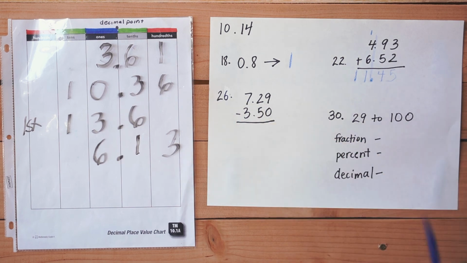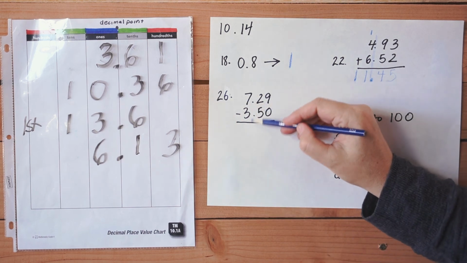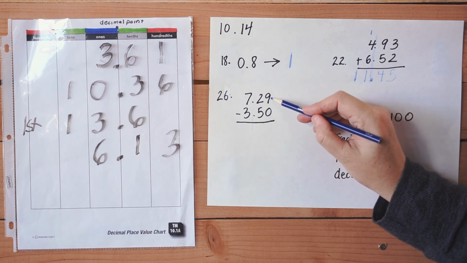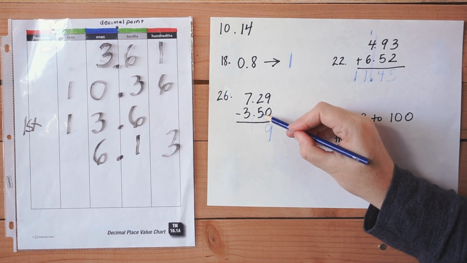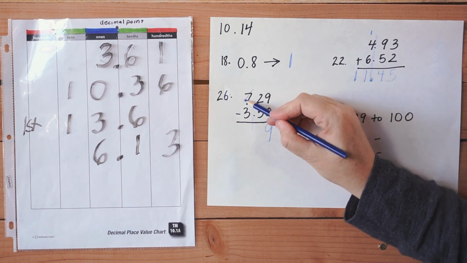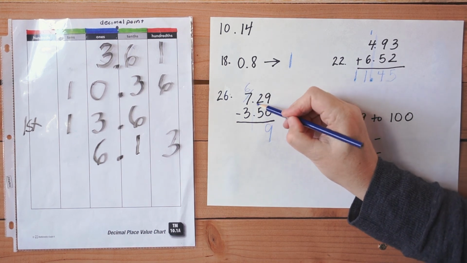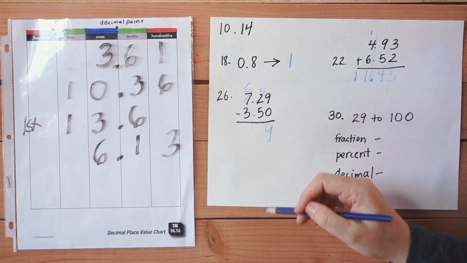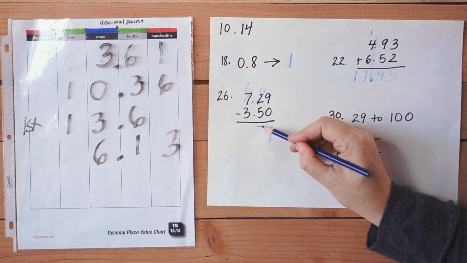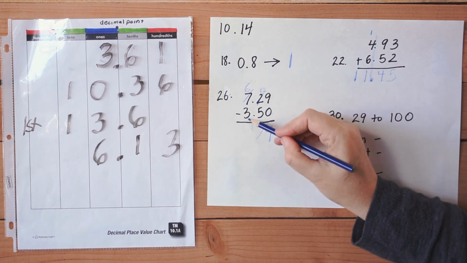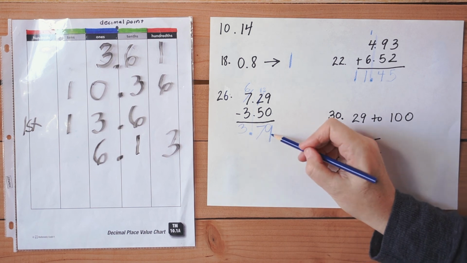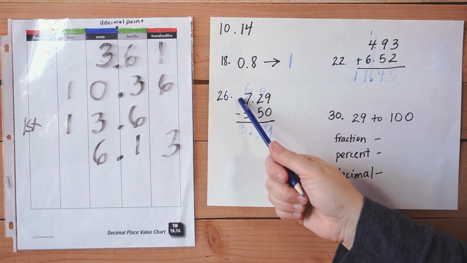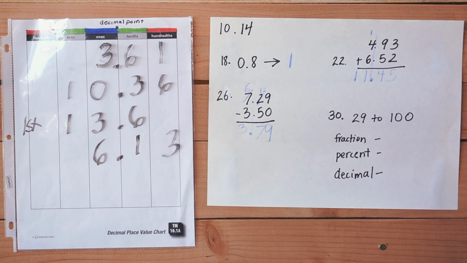Same with number 26. Line up your decimal points when you're writing down the problem. 9 minus 0 is 9. 2 minus 5, oop, I can't do that. So I'm going to regroup here. I'm going to make this a 12 now. 12 minus 5 is 7. 6 minus 3 is 3. And I do my decimal point. So 3.79. And if this was a money problem, make sure you included the dollar sign, because I think you might have one.